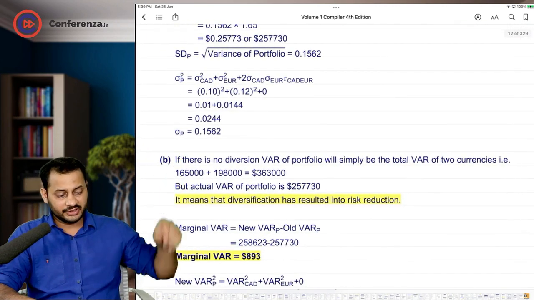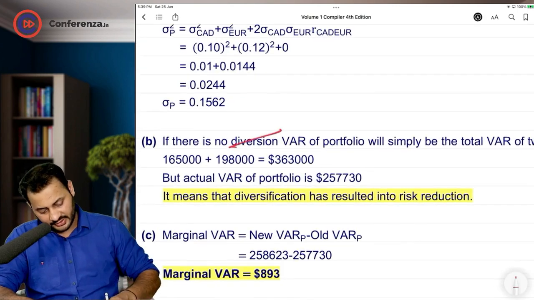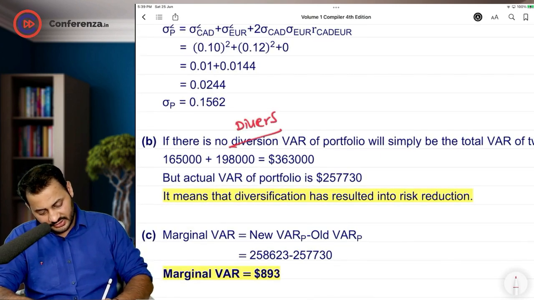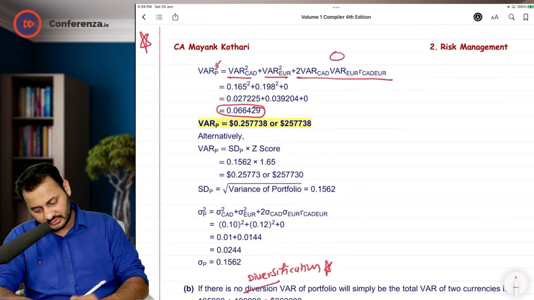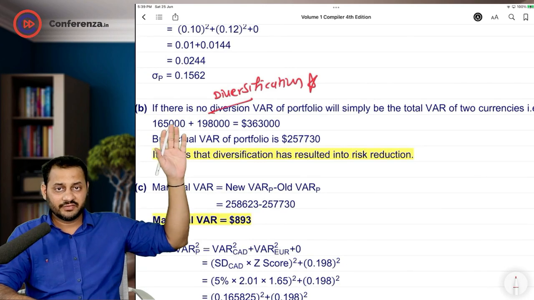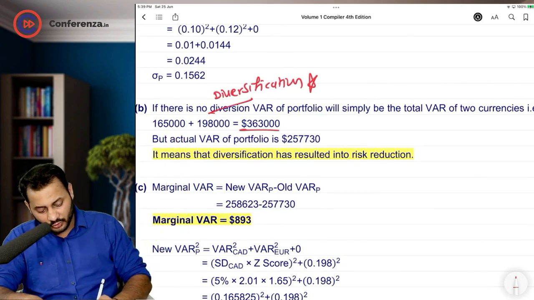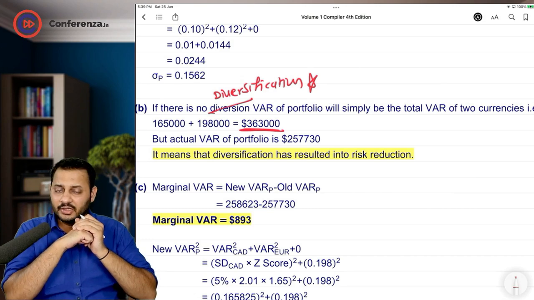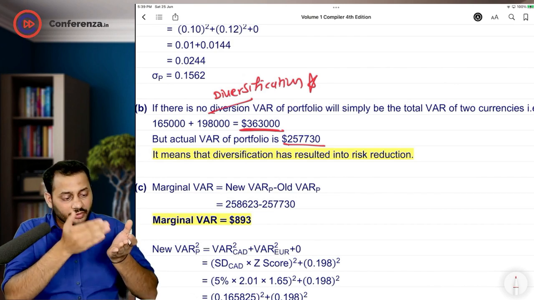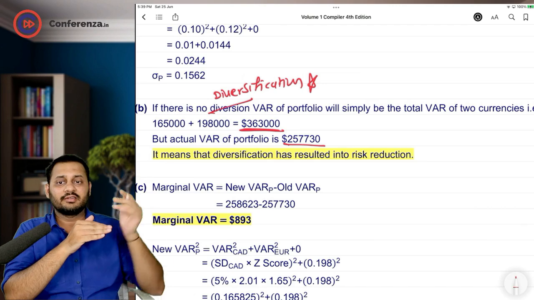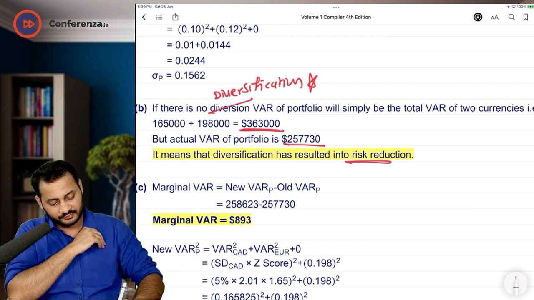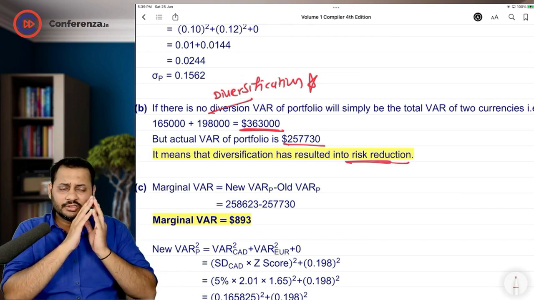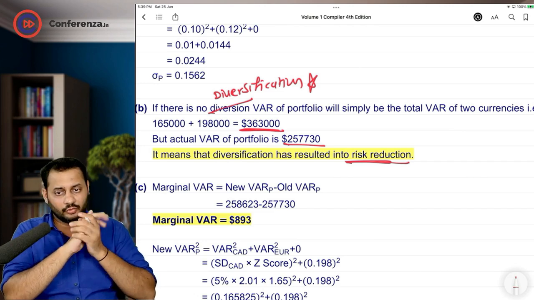If there is no diversion, just make a correction here. If there is no diversification, I will make the correction in the next edition. So if there is no diversification, VAR of the portfolio will simply be the total of the individual VARs, which is 363. But the actual VAR is 257 that we calculated. You can clearly see that the total of the two VARs is higher than the actual VAR of the portfolio. That means diversification has resulted in risk reduction. The impact of diversification is that one thing only, risk reduction. Okay, we are cool with it.